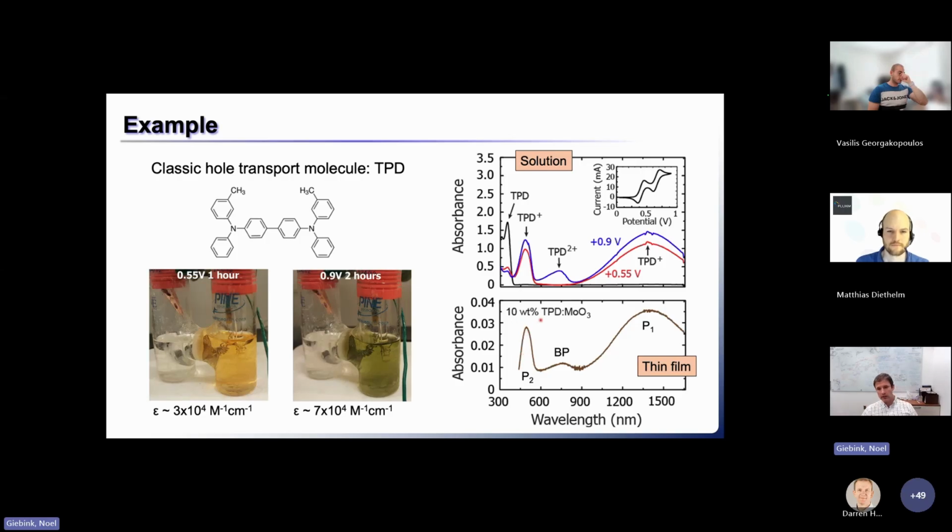So this is now a thin film of TPD, p-doped with 10% molybdenum oxide. You can see P2, P1, as well as what's now the bipolaron transition.